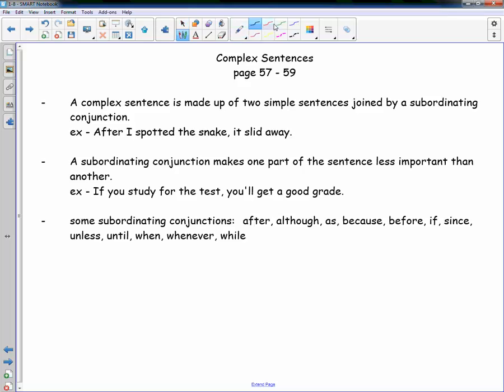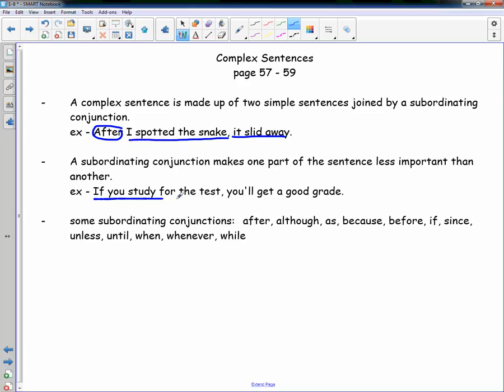So let me grab a marker here to show what I'm talking about. The two simple sentences, it slid away and I spotted the snake, are connected with a subordinating conjunction, after. That makes it a complex sentence. A subordinating conjunction makes one part of the sentence less important than the other.